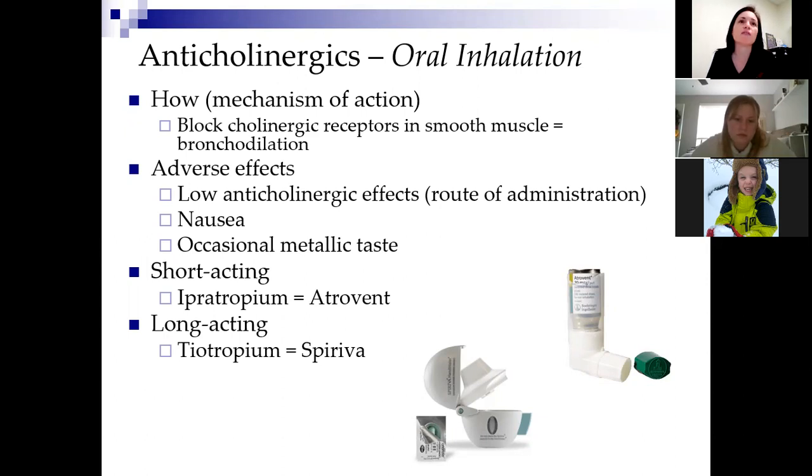So the adverse effects of these drugs are that there are not as many of those anticholinergic effects like the drying eyes, the constipation, decreased urination. So that's what it means by low anticholinergic effects. There is some nausea and that metallic taste in the mouth. Sometimes they just call it an altered taste, but it can be a metallic taste. And then we have short-term and long-term Atrovent or Spiriva.